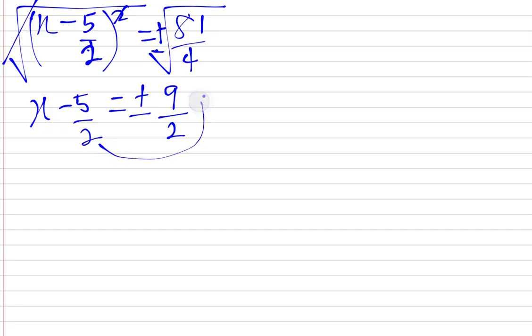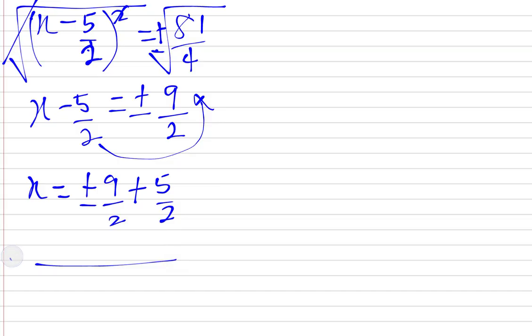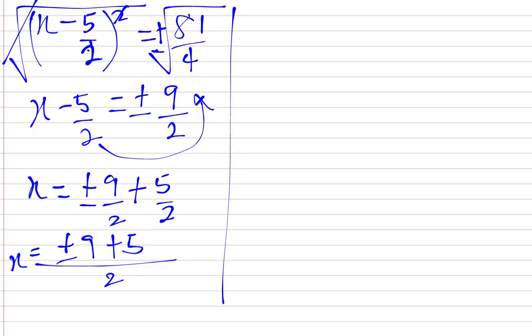If you bring this one to this side, that will give us what? x equals to plus or minus what? 9 over 2. If minus crosses, it will turn to plus 5 over 2. Now the LCM here will be 2. So we have plus or minus 9 plus 5, because the LCM is the same. So what would that give us?